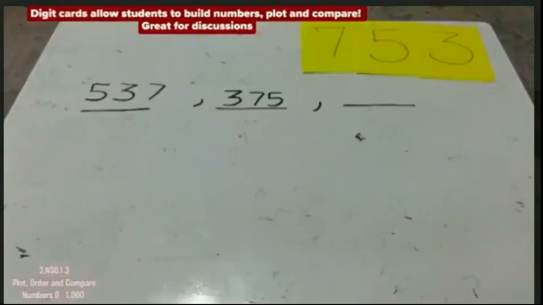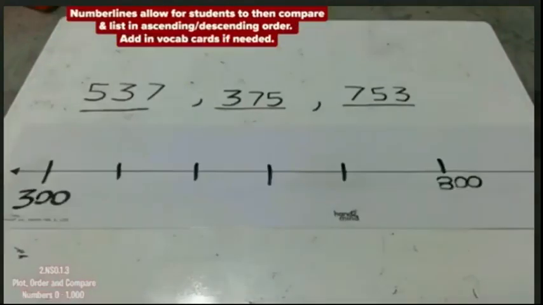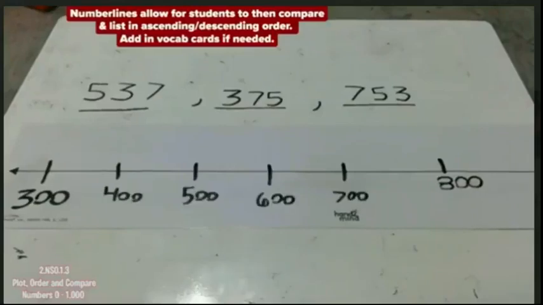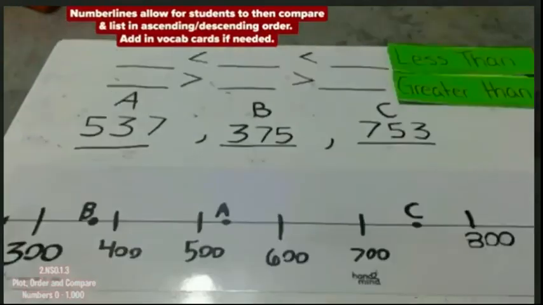All 3 of these numbers have the same digits, but now they have different place values. So placing them on a number line is a great way for students to build their number sense, as well as have a great conversation of their reasoning.